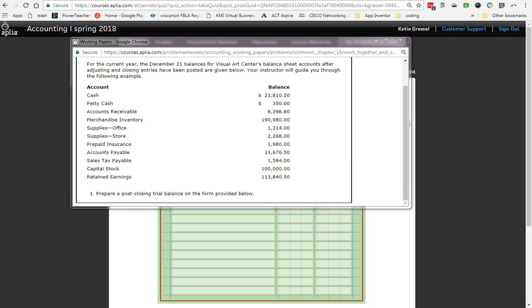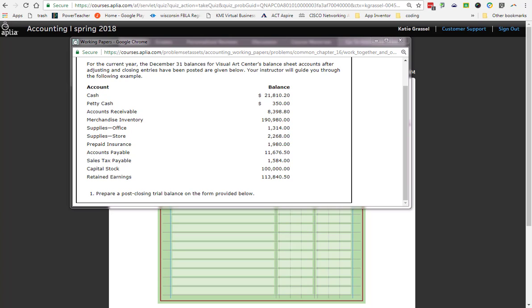So the only accounts that should have a balance on our post-closing trial balance, and when we look through our ledger, are assets, liabilities, and our stockholders' equity or owner's equity accounts. Revenue and expenses should all be closed out, and they should have a zero balance. If they have a balance, you've done something incorrectly in your adjusting and closing entries. So this one won't take very long, but when we pull it all together on your mastery and that extra credit problem, it'll take longer because you have to do that posting.